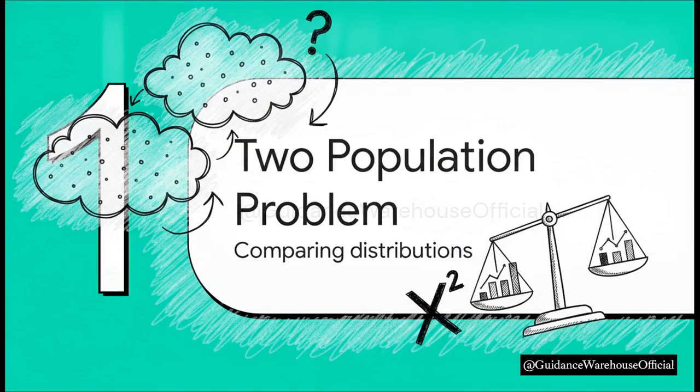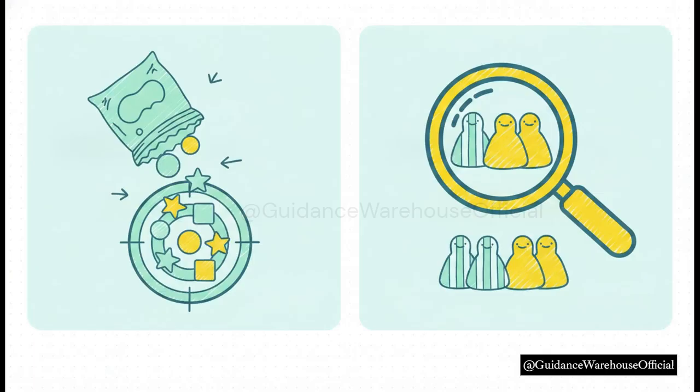Okay, let's dive right into section 1, the two-population problem. To really grasp what we're doing here, we need to understand the exact problem we're trying to solve. Now, you might already be familiar with the goodness of fit test, right? That's when we take one single population and see if it fits a known distribution. It's kind of like checking if a bag of candy has exactly 20% red pieces.